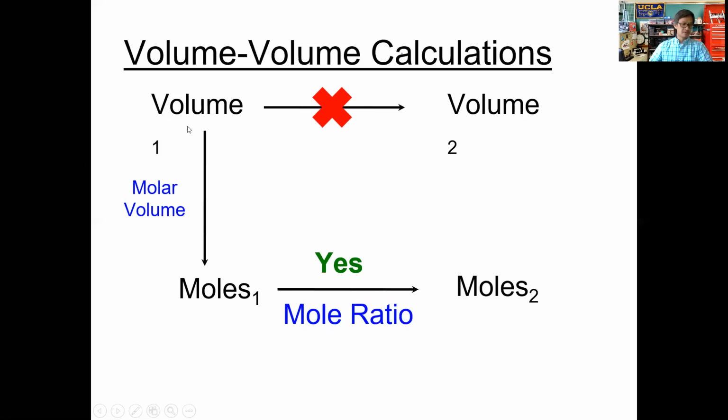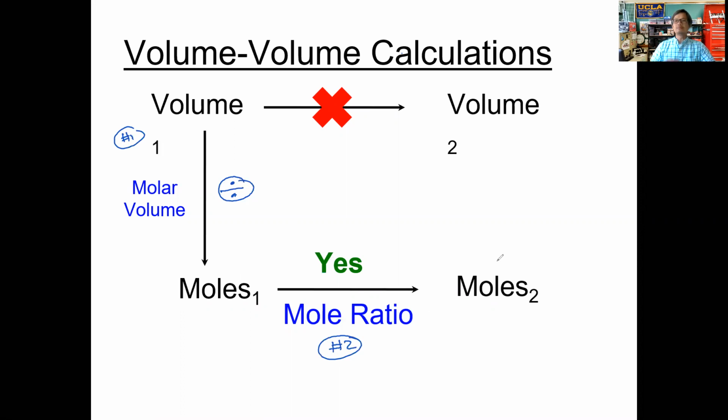Make sure you understand that what we're going to do here is divide, just like what we did earlier. We will divide by the molar volume. This will be the first step in our calculation. Once we divide by the molar volume, we'll have the moles of the first gas. We can identify the mole ratio, and this would be our second calculation, to get to the moles of that second gas.